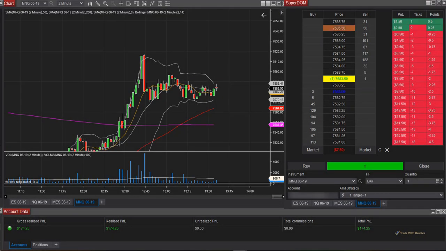Order filled. So I just added one more contract here, so my average cost is about $85.50 at this point. And so I'm just waiting to see if we can get a quick pop to the upside. Let's see what happens with the price action.